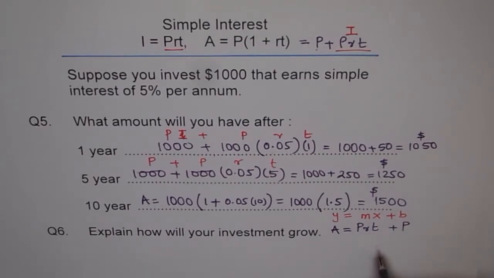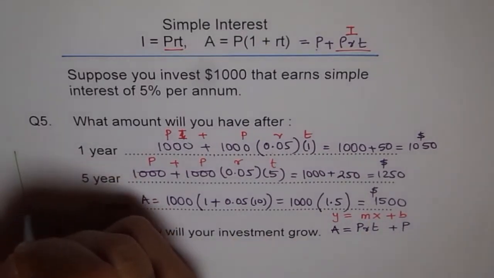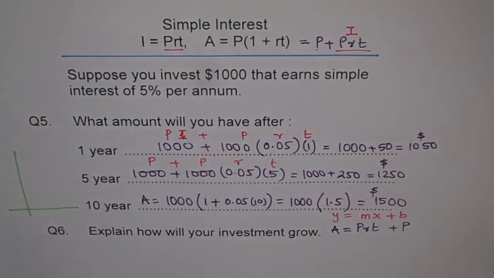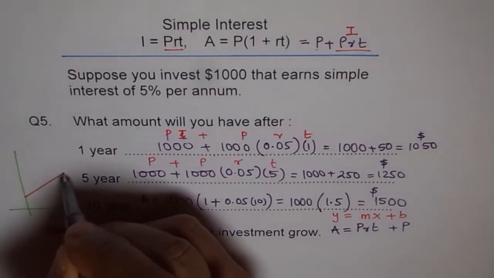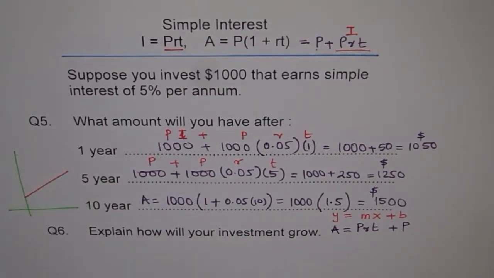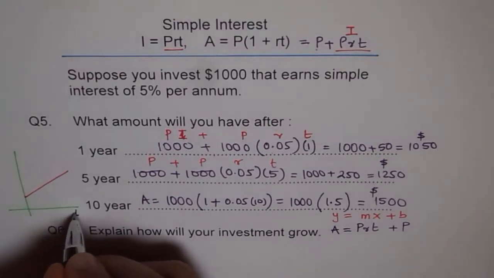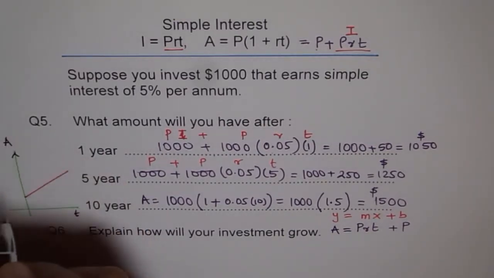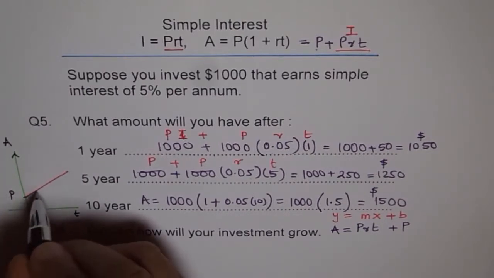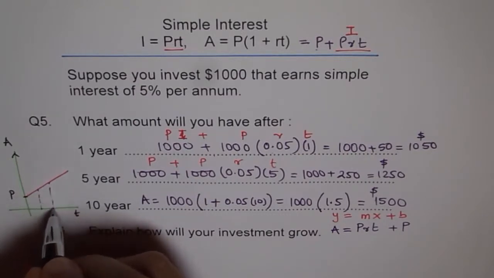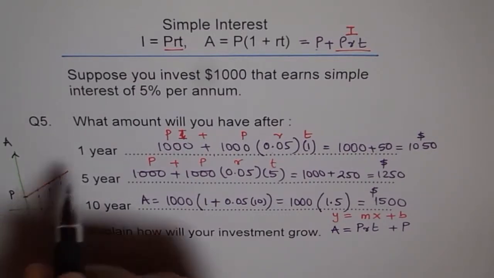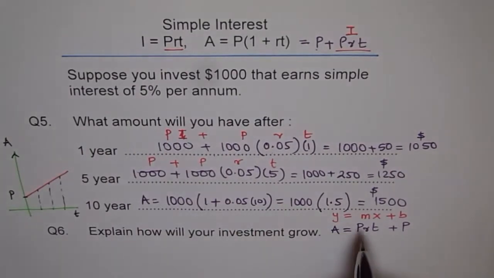If I draw it on a graph paper, let me draw it here for you. It will look like this, where this is time and this is the amount A, and the point where we start at 0 is the principal amount P. And every year, what do we add? PRT, right? So the slope of this graph, this is time, mx, the slope is P into R.